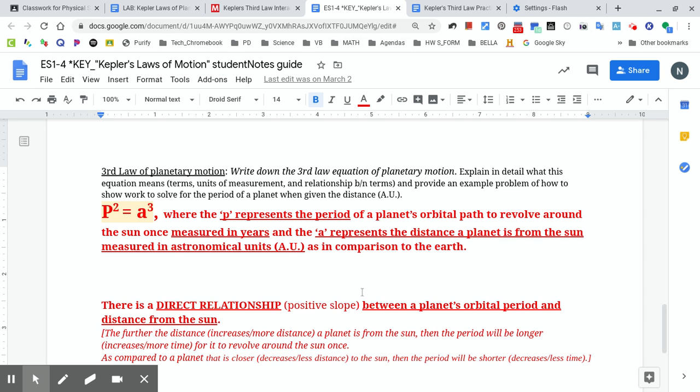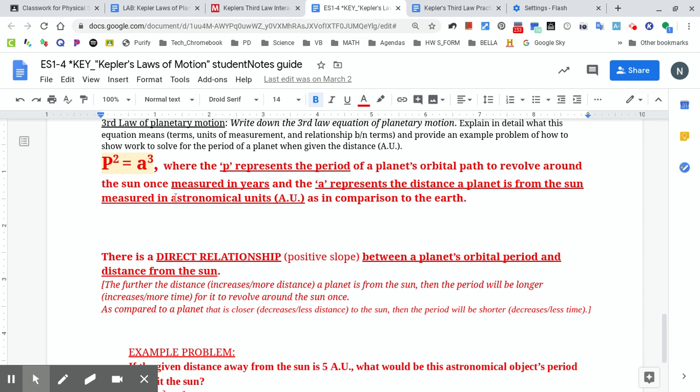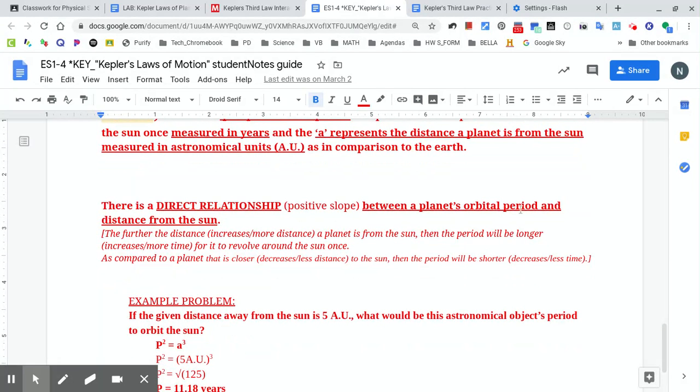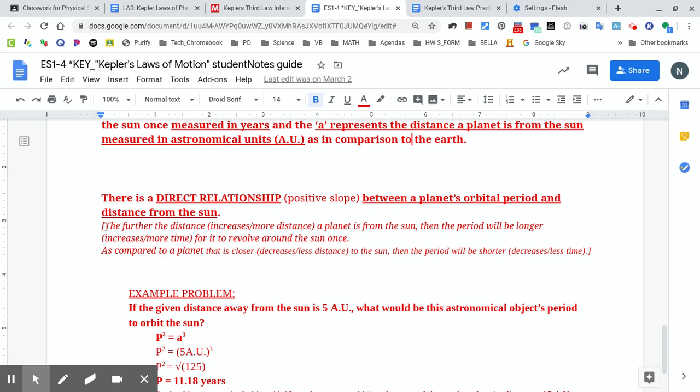All right, so on the key, that's what we talk about. With that equation that Kepler came up with, he found that there's a direct relationship between a planet's orbital period, or time it goes around the sun, compared to its distance. So in other words, the farther a planet is from the sun, the period, or the time it takes to go around, is more. As compared to a planet that is closer, which means it has less distance between itself and the sun, then the period will be shorter.